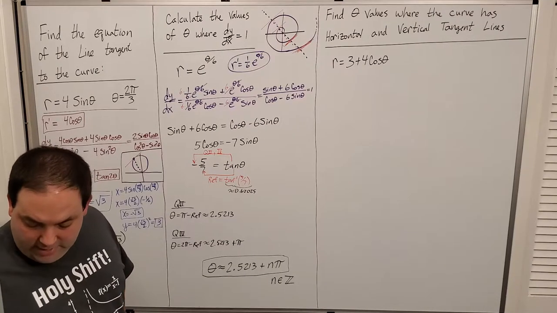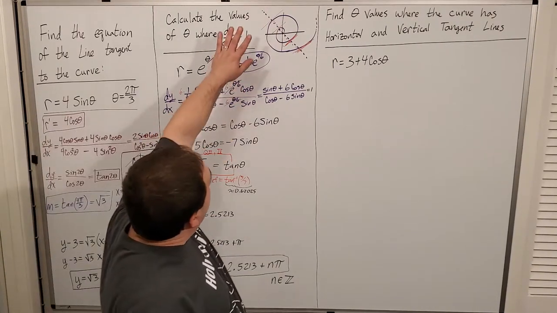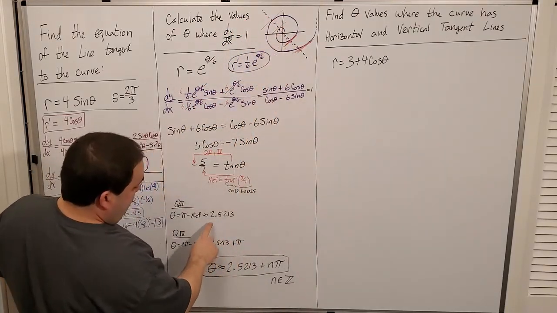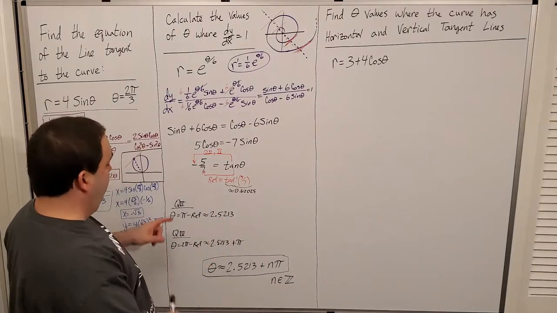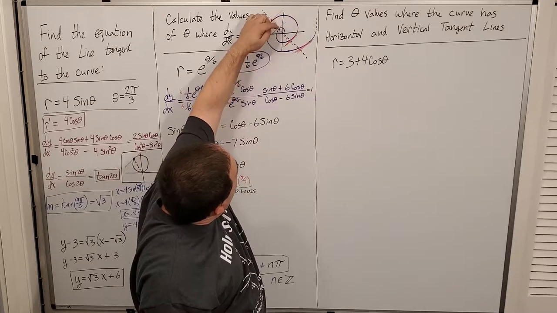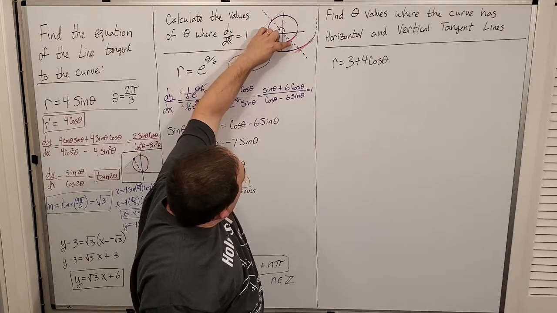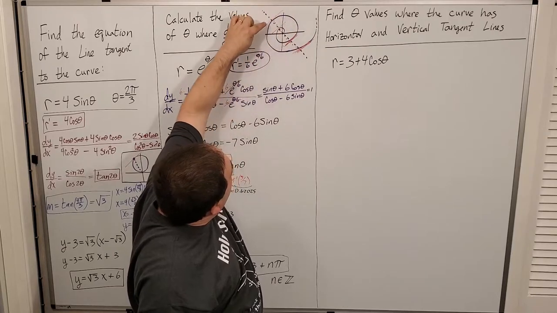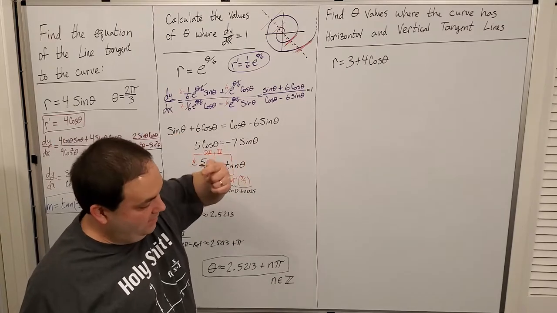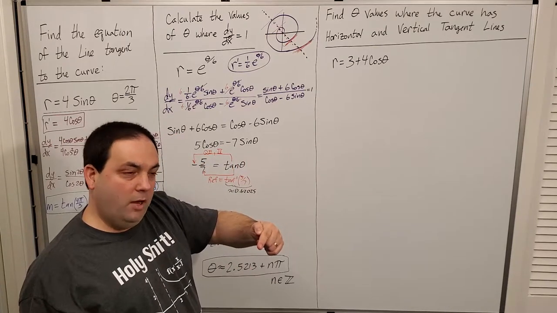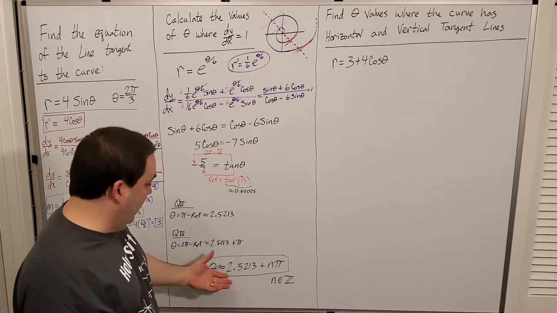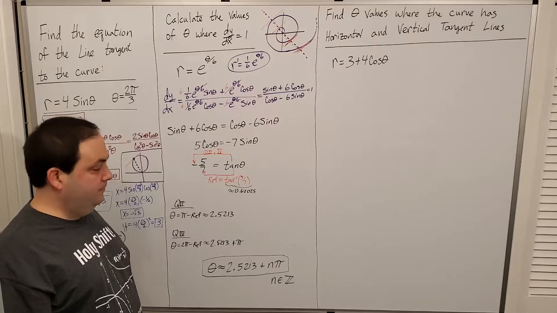So these are the locations of theta that actually give me these slopes right here. The first one that gets hit is 2.5213. Notice it's in quadrant 2. And that's exactly what's happening. I get that first one in quadrant 2, then the next one in quadrant 4, then back to quadrant 2 again. And they're only pi apart from each other. Once you hit that first one, it's another pi radians, and another pi radians, and so on and so on. And that's how we get an infinite number of them.